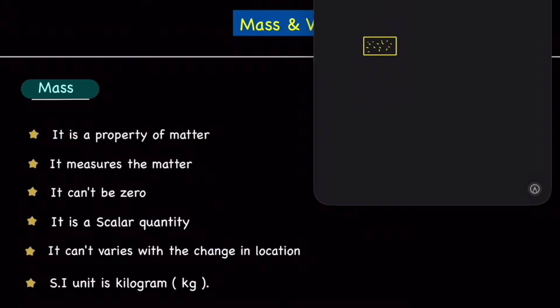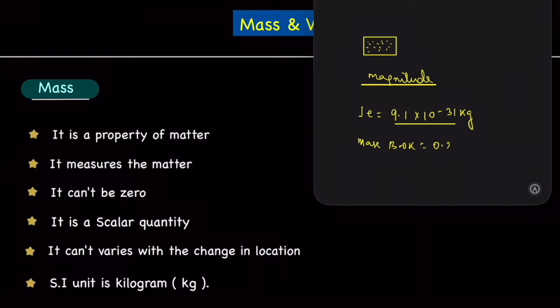Even in air, small particles are present, dust particles are present, so they have a mass. It doesn't matter whether the magnitude of mass is smaller or bigger. Like we know that one electron has a mass of 9.1 × 10^-31 kg. It's very small. And if you take the mass of a book, we can consider it as 0.2 kg or so. So both are matter, but the difference is the magnitude of the mass.